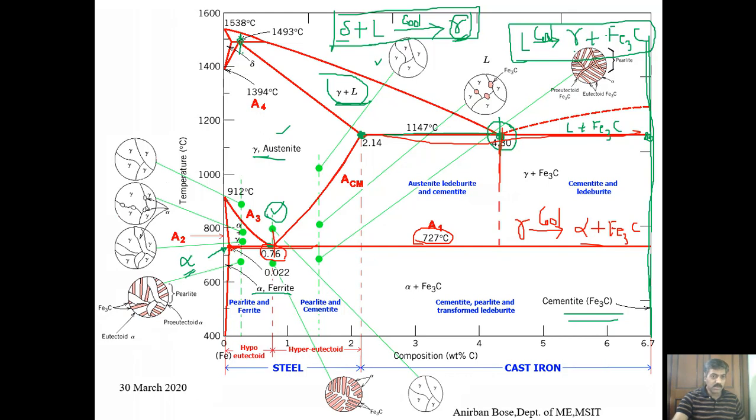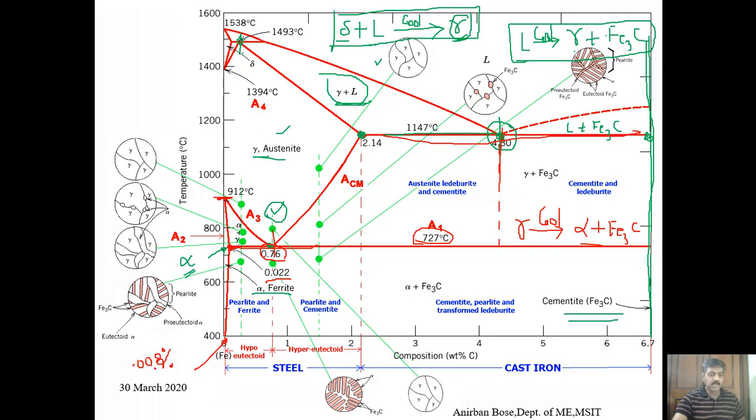And what is the composition of this point? That is 0.022% of carbon. That you have to remember. Here you have to remember the temperature, that is 912 degrees centigrade. And this temperature you have to remember, 1147 degrees centigrade. And here it is coming from room temperature. Though it is showing at 400 degrees, at room temperature the carbon percentage is 0.008%.